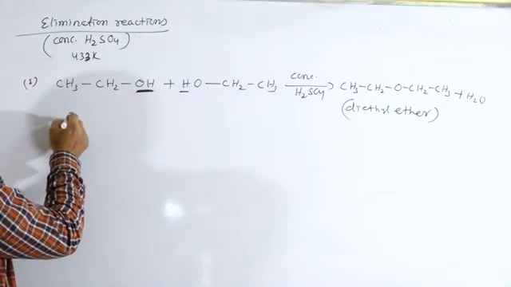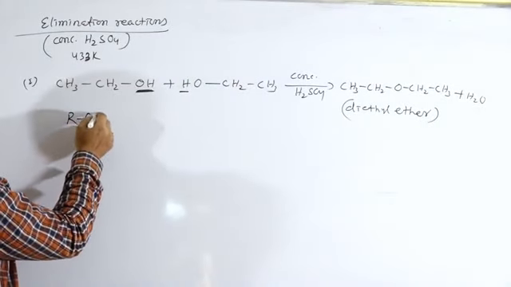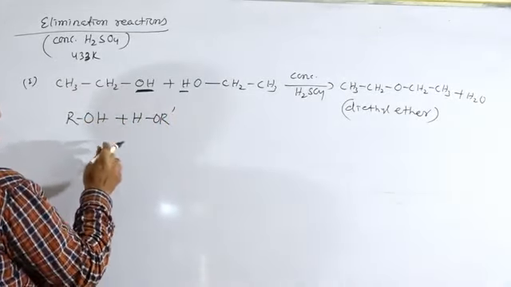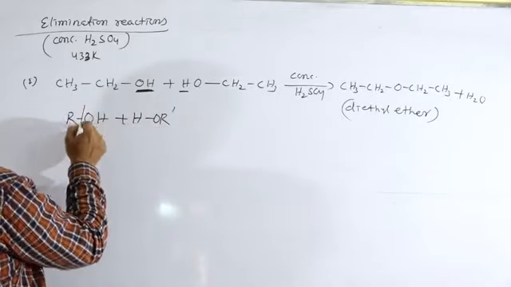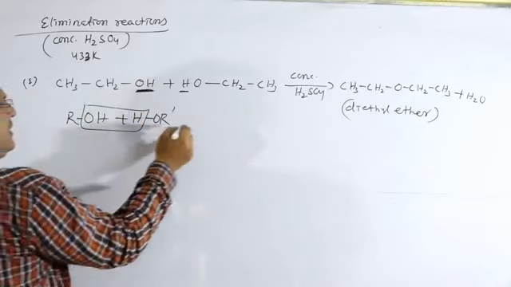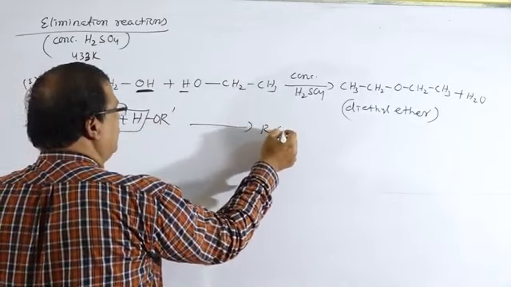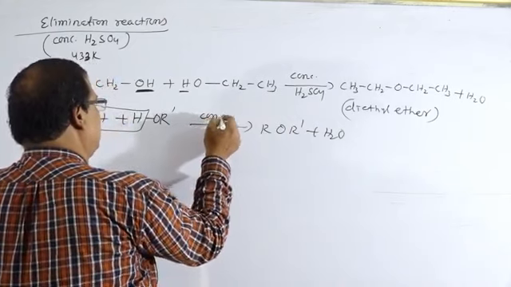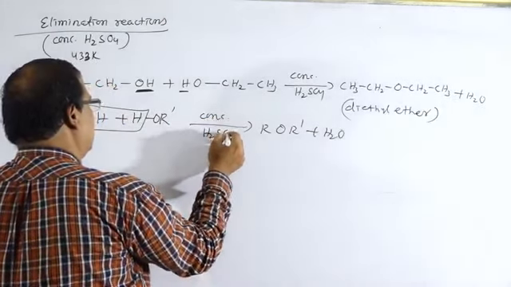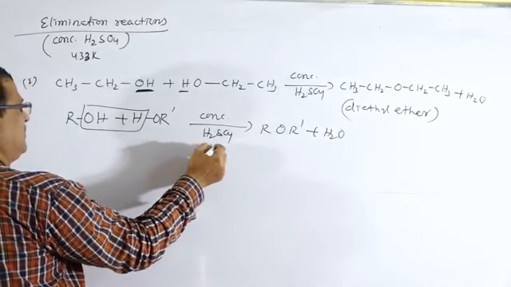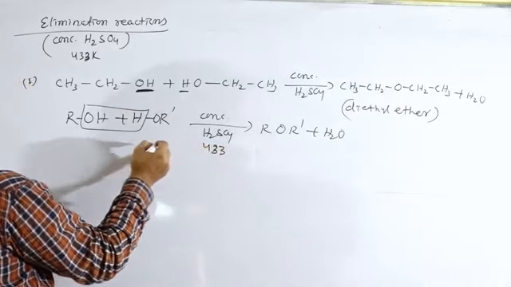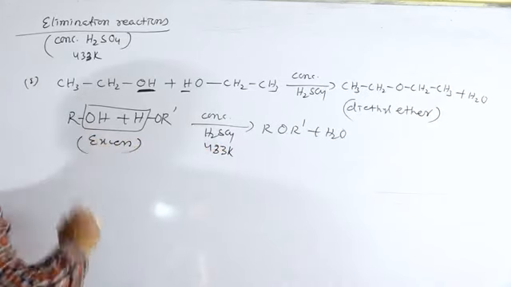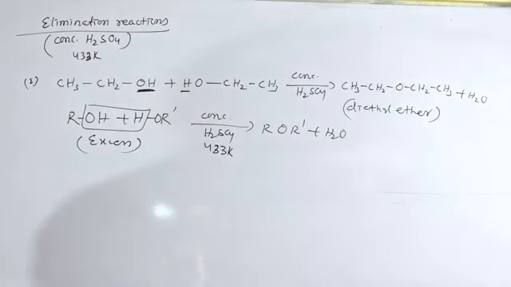This is a similar reaction: ROH plus R'OH. H and OH combine to form water. So there is the formation of ROR' plus water. In this case we have taken the same 433 Kelvin, but this is the excess amount of alcohol that has been taken.